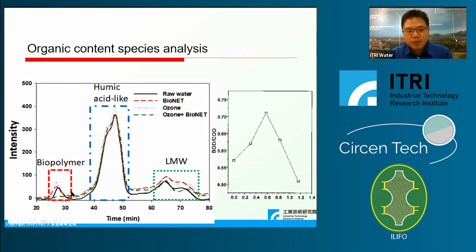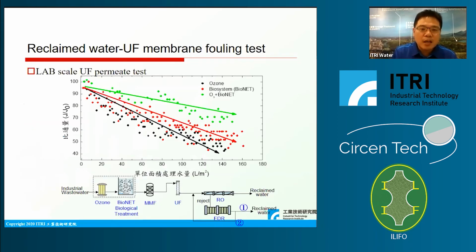More importantly, with the lower content of biopolymers, we can use a UF membrane test. We use the reclaimed water for a UF membrane test, using the water to penetrate the membrane. We can find that with the treated water amount, the flux will decrease sharply without the treatment, with the biological system only, and also sharply with the ozone alone. But with ozone combined with the biological system, the flux will decrease slowly.